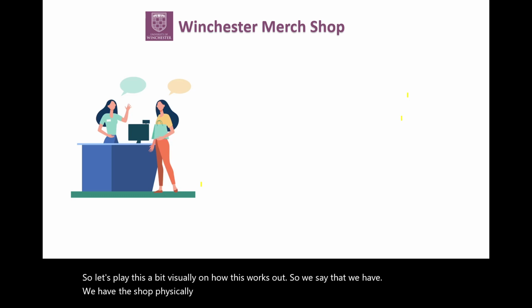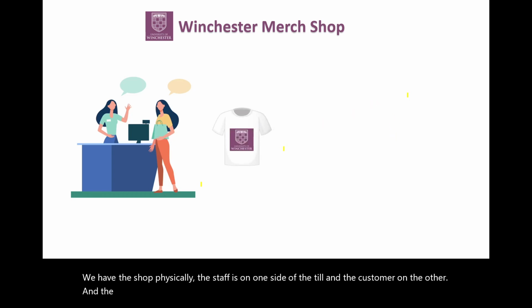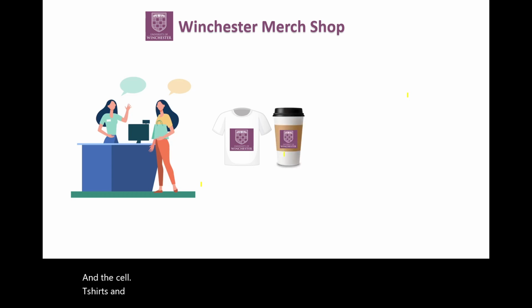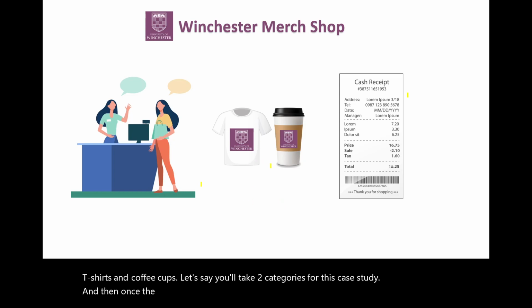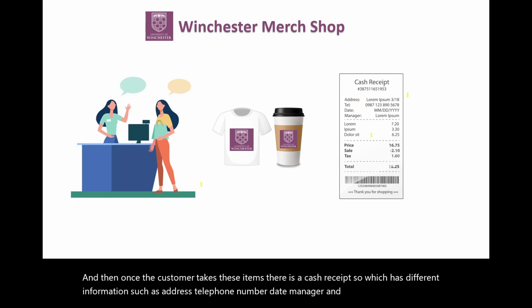The staff is on one side of the till and the customer on the other, and they sell t-shirts and coffee cups. Let's say we will take two categories for this case study, and once the customer takes these items, there is a cash receipt, which has different information such as address, telephone number, date, manager, and the items that the customer has bought.